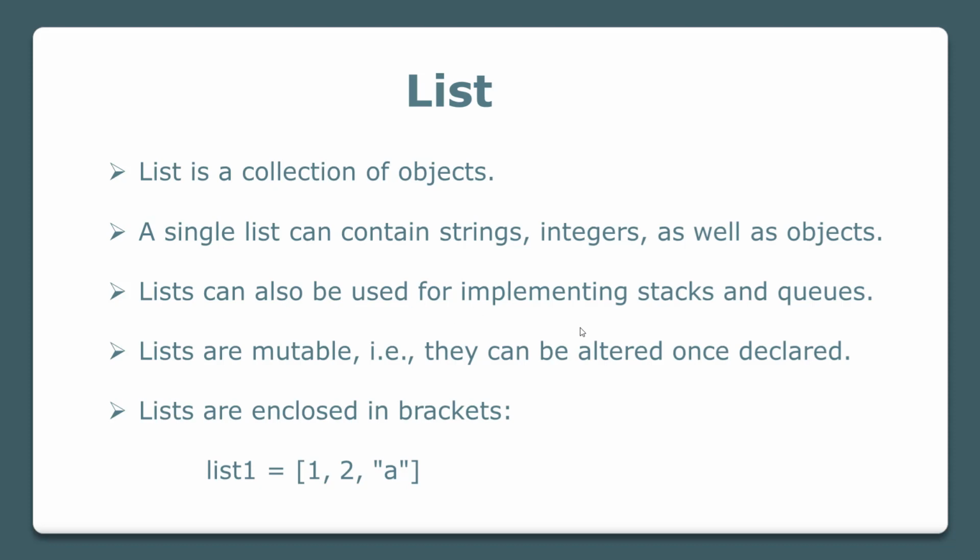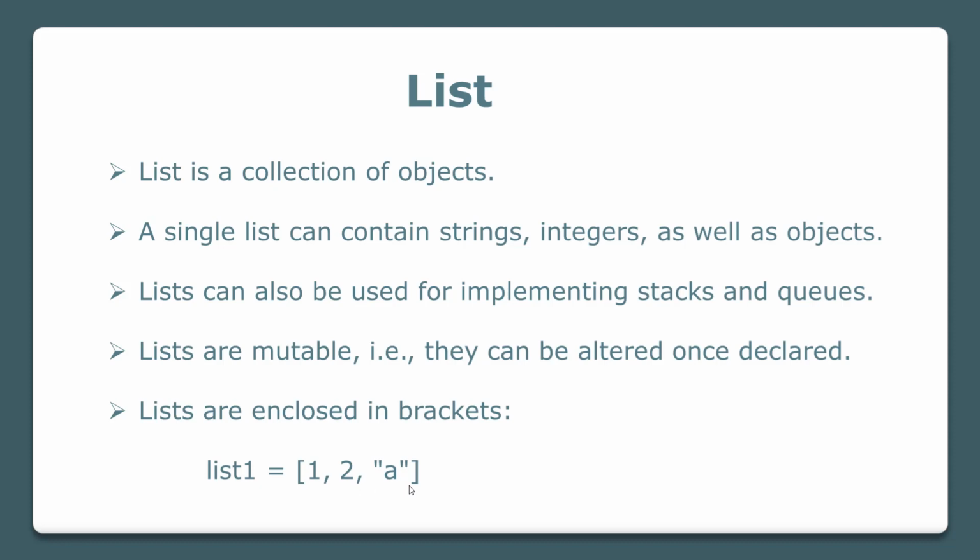Lists can be used for implementing stacks and queues as well. And Python lists are mutable in nature. That is, they can be altered once declared. We will discuss the mutability of list again when we do the examples related to lists. Lists are enclosed in square brackets. So when we have to declare a list, we make use of square brackets and we specify the elements of the list separated by comma.